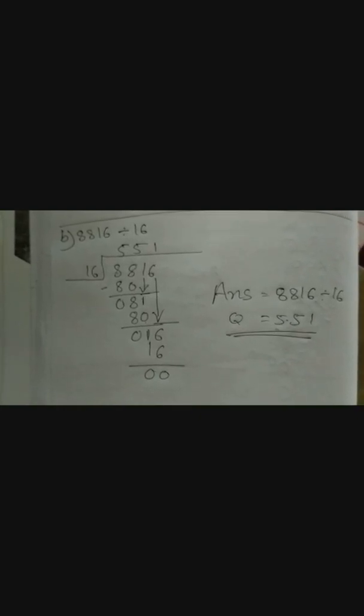Okay students, I hope your work is complete. Now we'll start the next sum, sum C: 1,885 divided by 13. 13 ones are 13. Here 18 is a smaller number than 13's multiples, so we'll take the two-digit number.